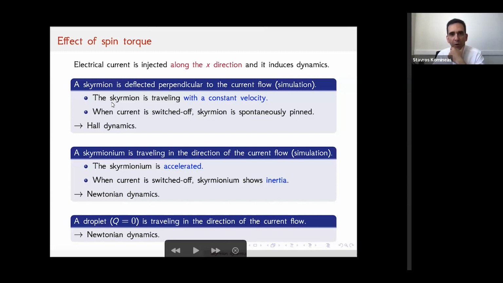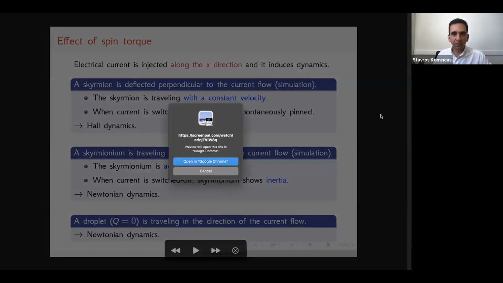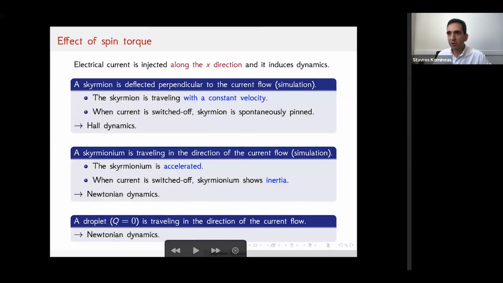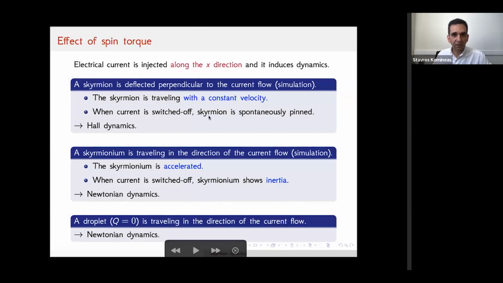And if you have a skyrmion and you have a flow of current in your magnetic material, then you will see that the skyrmion does not flow exactly with the current flow, but it is deflected with respect to the current flow. Maybe I could show this to you. Why not? I'll switch screen.